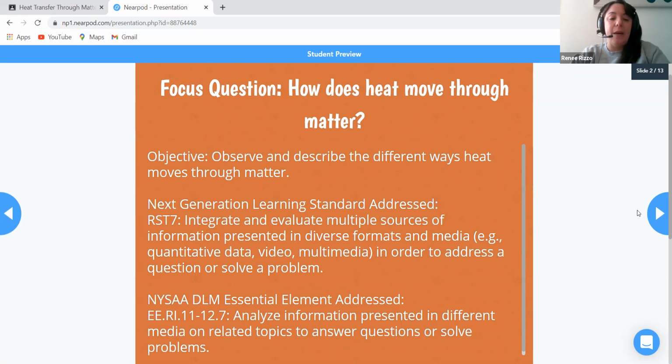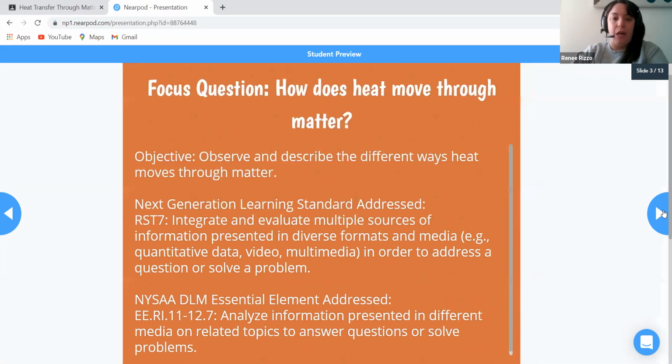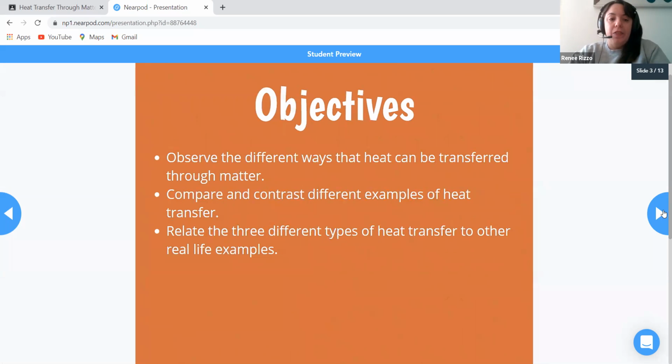The NYSAA DLM essential element addressed is to analyze information presented in different media on related topics to answer questions or solve problems. Objectives: observe the different ways that heat can be transferred through matter. Compare and contrast different examples of heat transfer and relate the 3 different types of heat transfer to other real life examples.